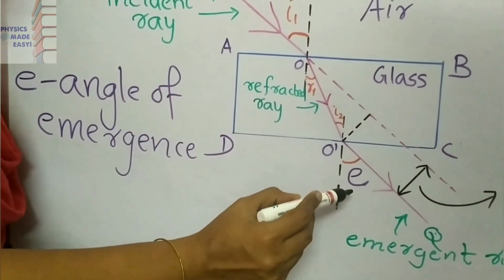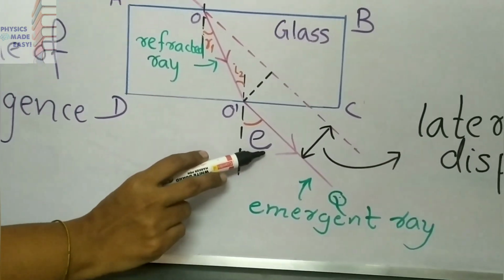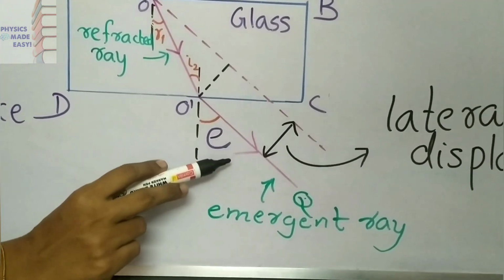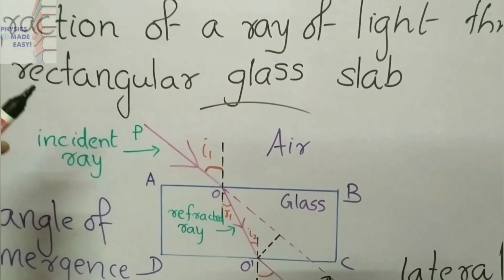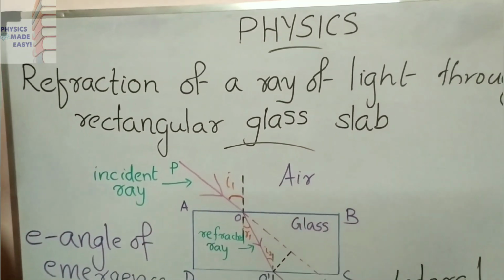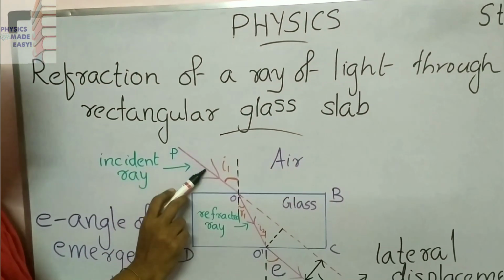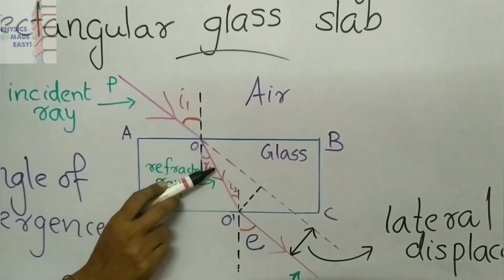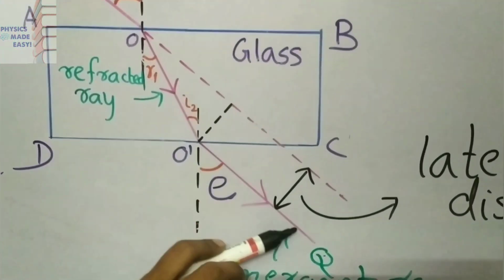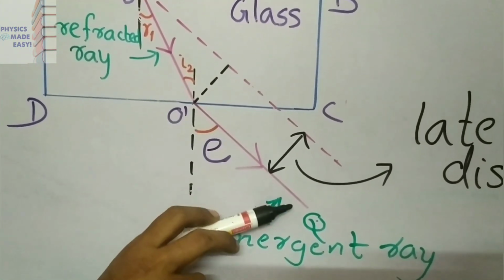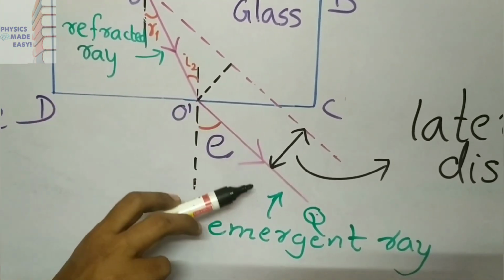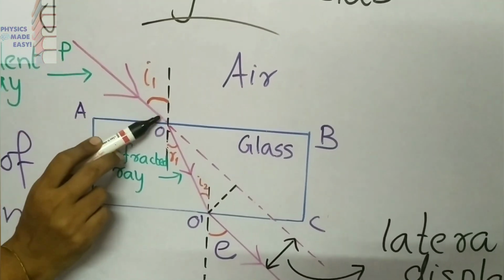There we can use the letter E for representing that angle of emergence. So in the refraction of a light ray through a rectangular glass slab, you can consider this the incident ray, this the refracted ray, and this the emergent ray. Okay children, this is the emergent ray, the ray emerging from the glass slab. But this is our original incident ray.